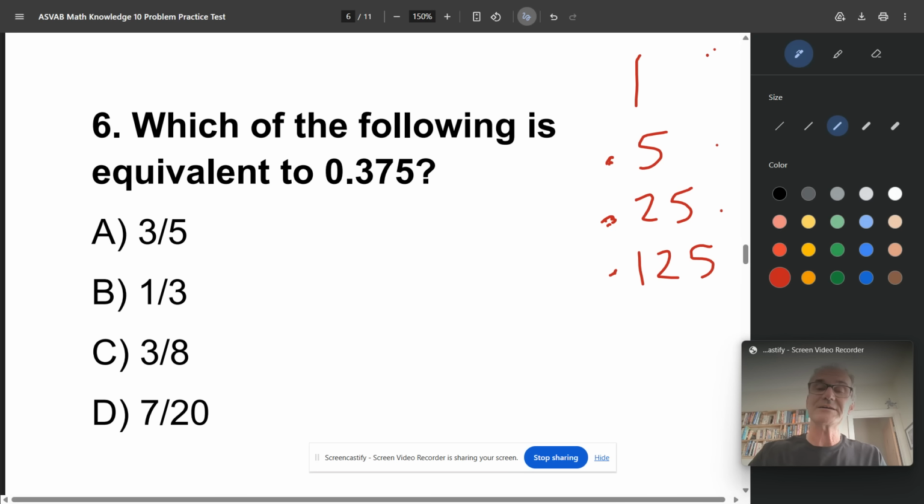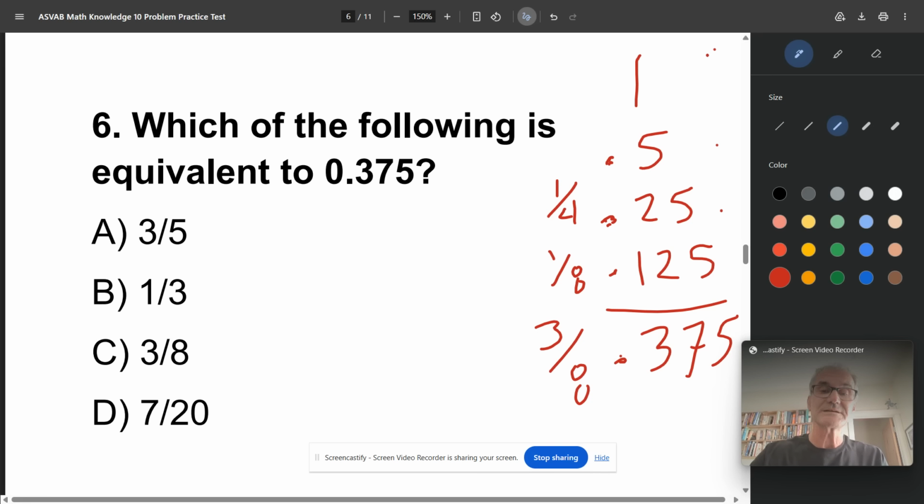And I can see right here, a quarter and an eighth is 0.375. And then a quarter and an eighth is like saying 2/8 and 1/8 is 3/8. So the correct answer is answer C.